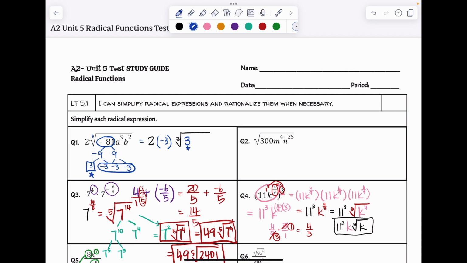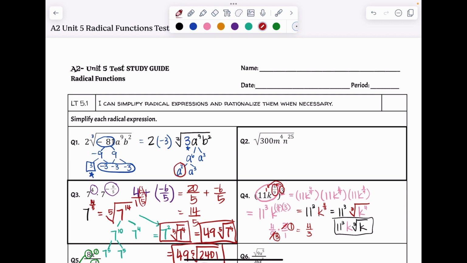And then a to the 9th power and b to the 2nd power. Okay, so a to the 9th power can be broken up with a to the 6th power and a to the 3rd power. And then that one's going to be a to the 3rd and a to the 3rd, meaning this one, let's see if I could write it all out.